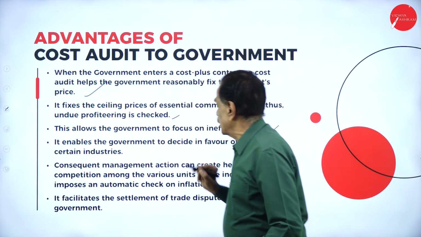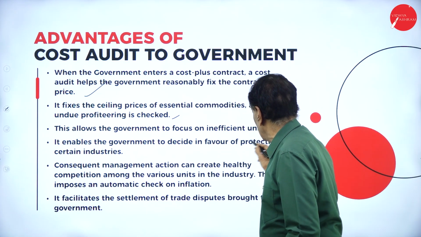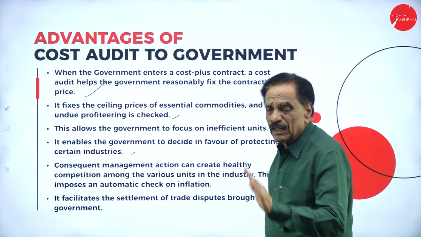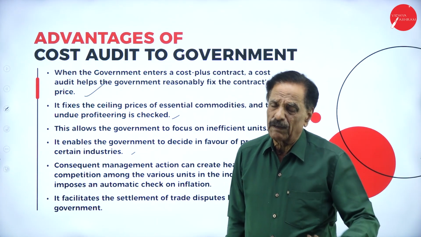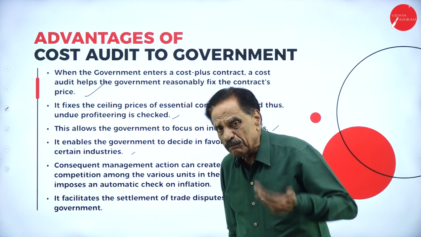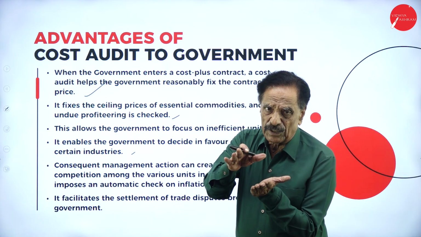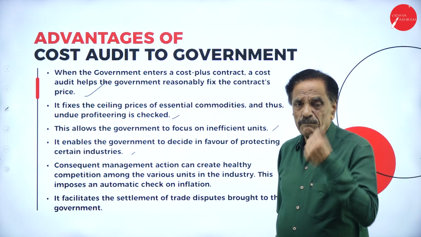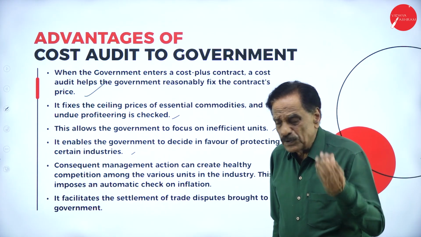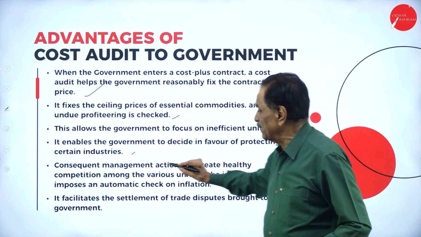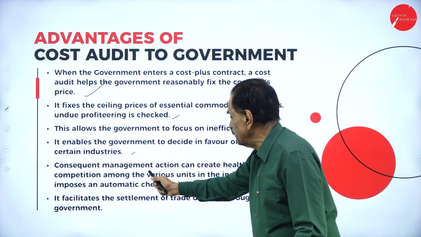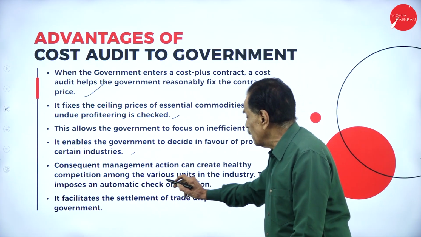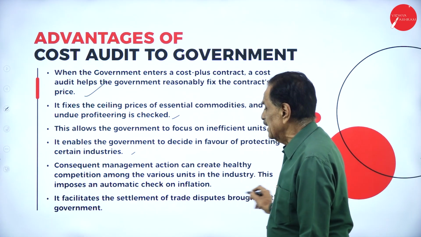It enables the government to decide in favor of protecting certain industries. Wherever the industry is not working properly, if the cost goes up, if they do not reduce the wastage properly, the cost of the article will go up, and the government has a burden. So you should decide on protecting the certain industry. Consequent management action can create healthy competition among the various units in the industry.